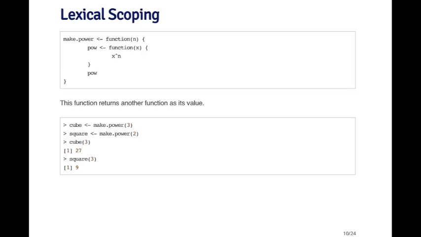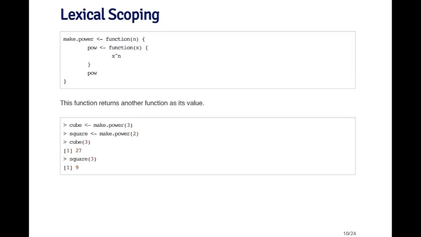And so you see inside the pow function, x is a function argument, so that's not a problem. But n is a free variable because it's not defined inside the pow function. However, n is defined inside the make.power function, and since that's the environment in which pow is defined, it will find the value of n. The pow function will find the value of n inside that other environment. And so what happens is that I can call make.power and pass it a number like 3, and it will return a function which I'll assign to be called cube. Similarly, I can pass 2 to make.power and create a function that I'll call square.